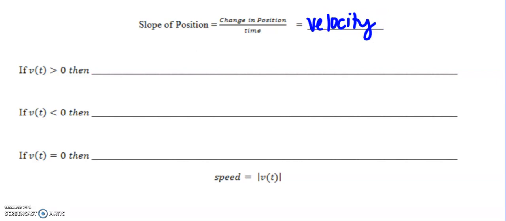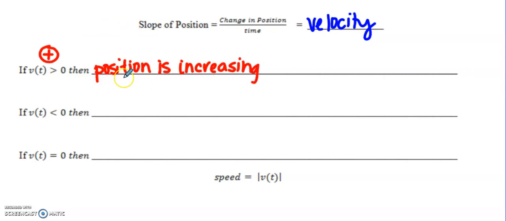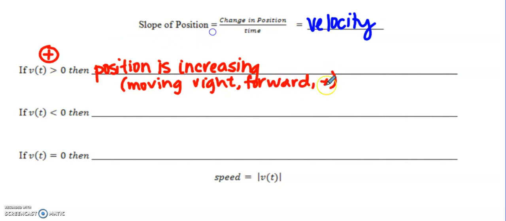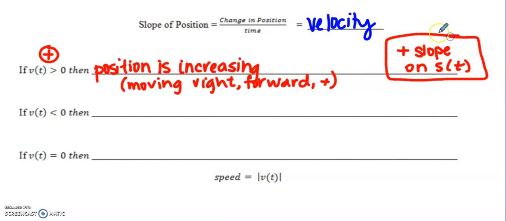So if v of t is greater than 0, which I did in red this time, that means v of t is positive, then position is increasing, which means that we are moving right, moving forward, moving in the positive direction, okay? It means that we have a positive slope on S of t, okay?